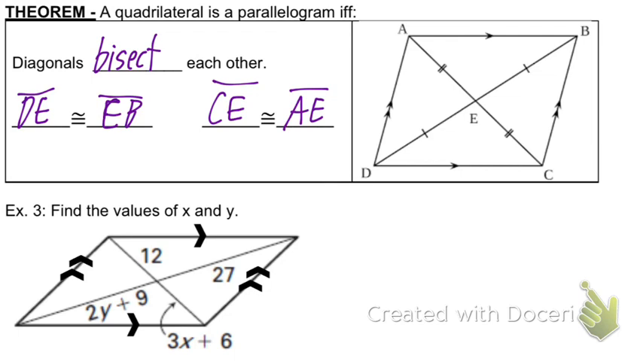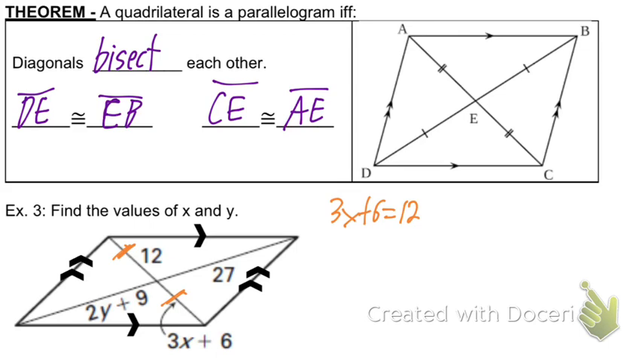They cut each other in half. So we can mark that. 12 over here is congruent to this. What's an equation we could set up to find x now? Dylan? You can do 3x plus x equals 12. Very good. Could we solve that equation? Yeah. Sure. What's another equation we could set up to find y?